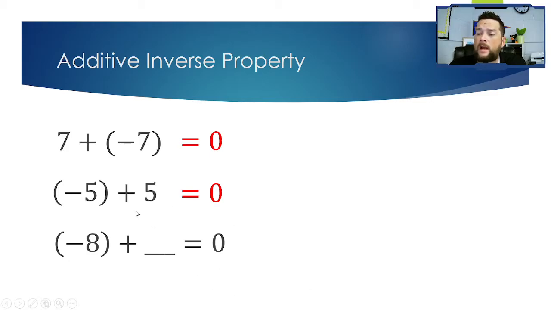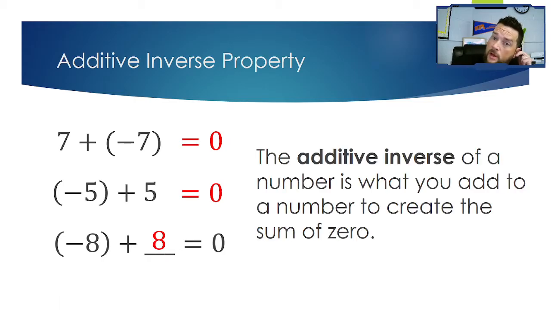And then the final one down here is, what number can I add to negative 8 in order for the answer to be 0? Well, the only two numbers that you can add together for the answer to be 0 are opposites. So the opposite of negative 8 is positive 8, all right? And there's the math law right there, kind of all defined. It says the additive inverse of a number is what you add to a number in order to create a sum of 0. Okay, so let me just give you an illustration here.